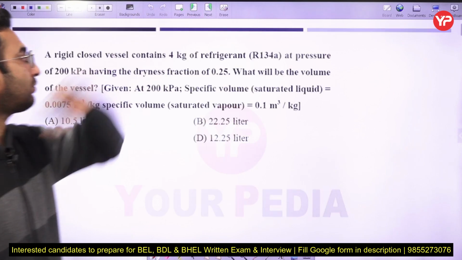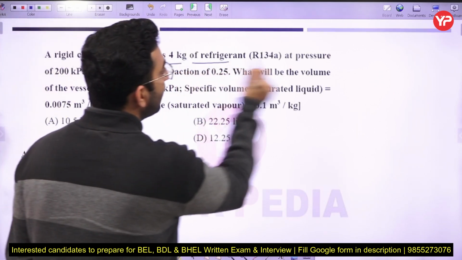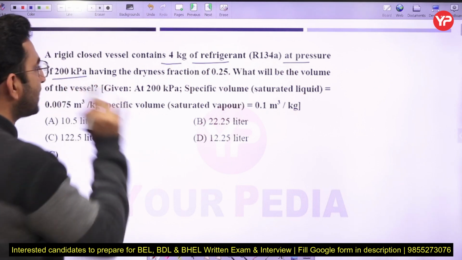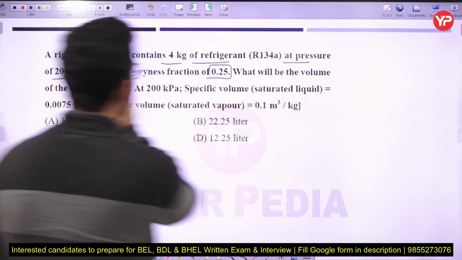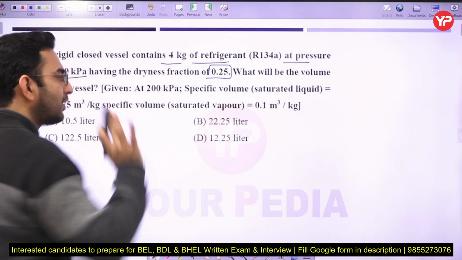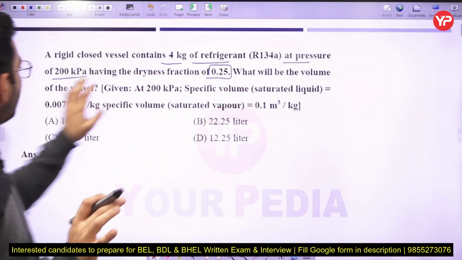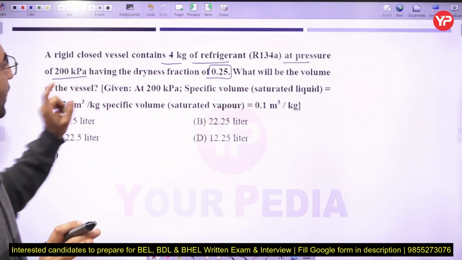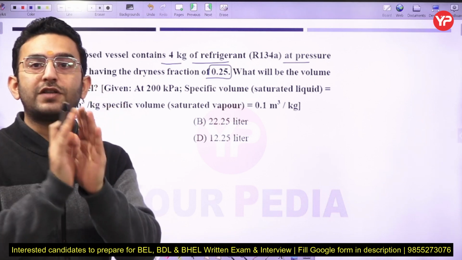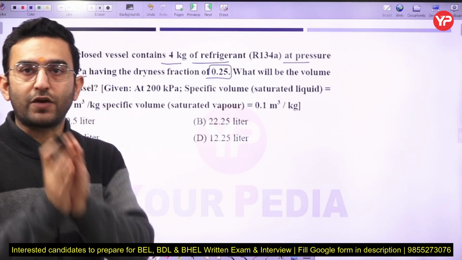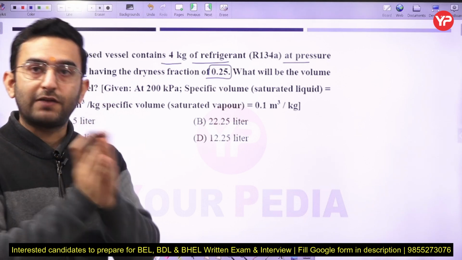Next part, a rigid closed vessel contains 4 kg of refrigerant at a pressure of 200 kilopascal having a dryness fraction of 0.25. Now what will be the volume of the vessel? Some data is given to you. So what do you want to find out? You want to calculate the value of the volume of the vessel. First of all, you can see we have been provided with the value of the dryness fraction. That means initially the refrigerant is in a wet mixture. It is basically a combination of liquid as well as vapor.